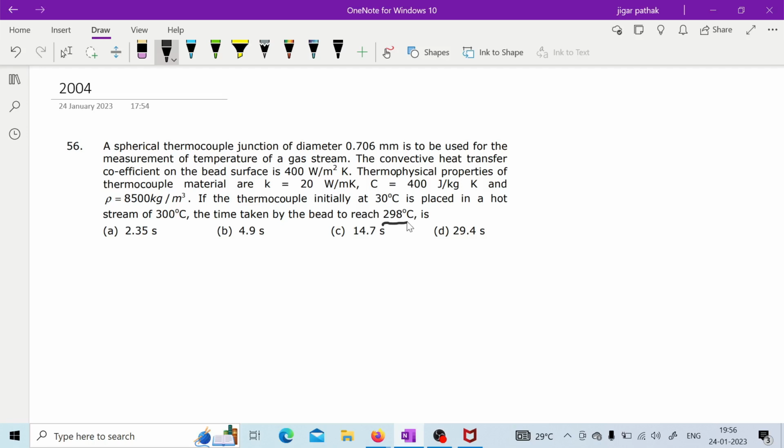Can you try this question? Yes, sir. Please try this. I guess you will be able to solve this. First, you need to check whether lumped analysis is possible or not.